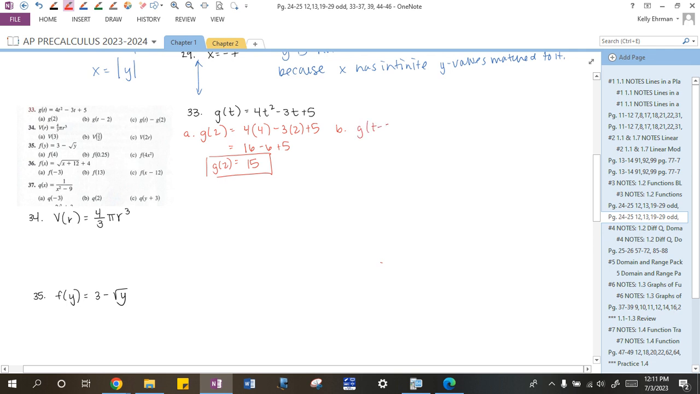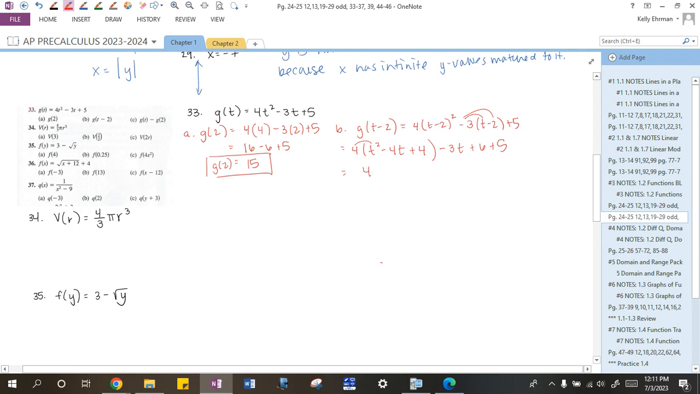g of t minus 2, and if something can be simplified, they want you to. That would be 4 times t minus 2, the quantity squared, minus 3 times the quantity t minus 2, plus 5. And again, I imagine we're supposed to go ahead and square this out. So remember, you can't distribute the 4 through first. You're squaring this binomial out first. And then you will distribute the 4 through. I can distribute the -3 through.